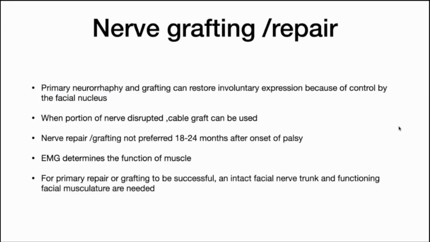When a portion of the nerve gets disrupted, then we can use a cable graft. What is used as a cable graft? The most commonly available nerves, the greater auricular and the sural nerve. These are two nerves commonly used as cable graft, and we can use this graft between the proximal end and the distal end of the disrupted facial nerve.